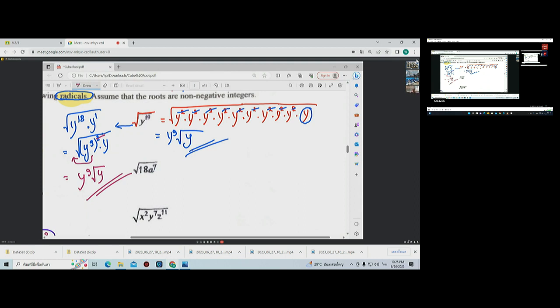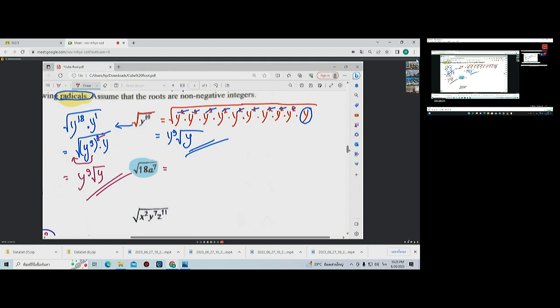Then try the next question. Okay, I will show one and then you. Is it too many? You look so tired. Why? How do you read this question? Root 18a power 7. Okay? Root 18a power 7.